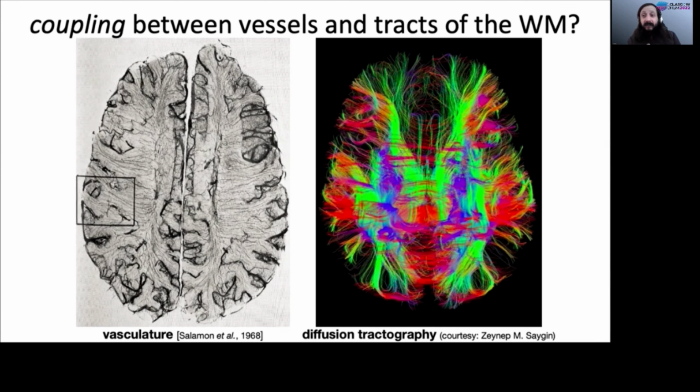Now, these orientation effects are driven by a coupling between the pial vasculature and the cortical gray matter geometry. However, similar couplings exist elsewhere in the brain, such as a potential coupling between vessels and tracts of the white matter. I say potential because less is known about the quantitative relationship between white matter vessels and tracts. So here I'm showing a classic microradiograph from the 1960s of the white matter vasculature after ink injection on the left, next to diffusion tractography on the right. And you can appreciate the qualitative similarity between the vessels and tracts.